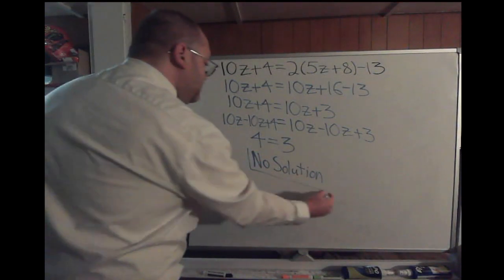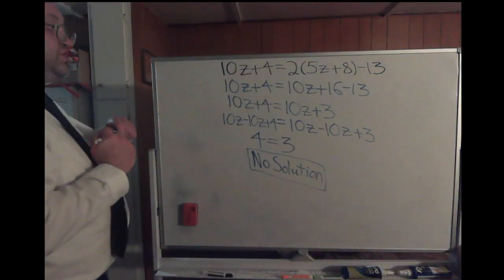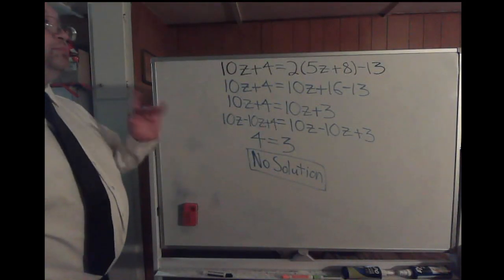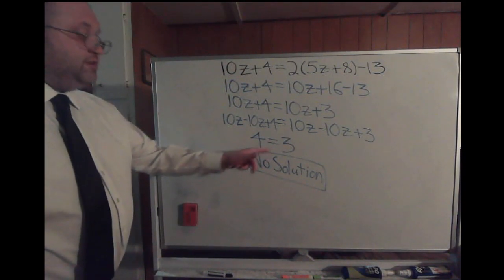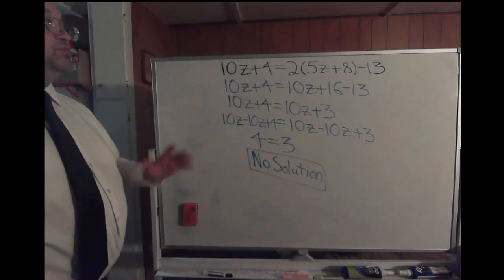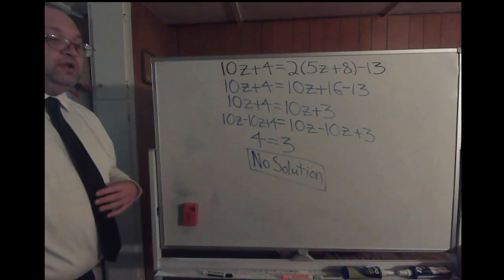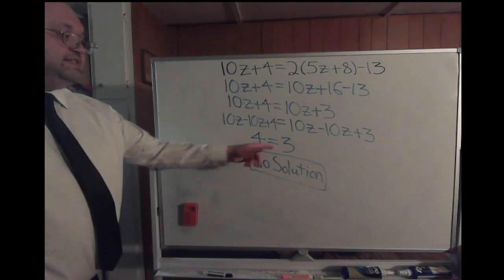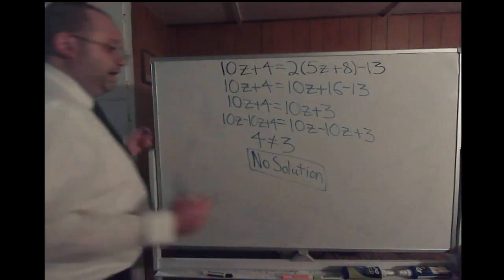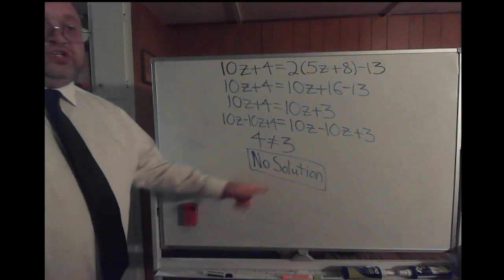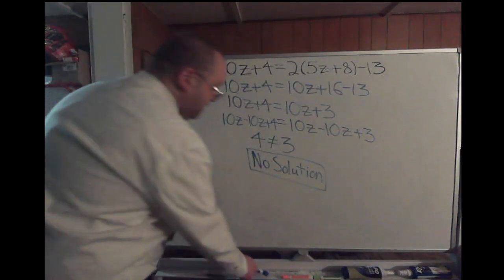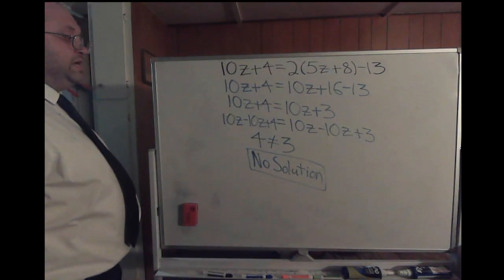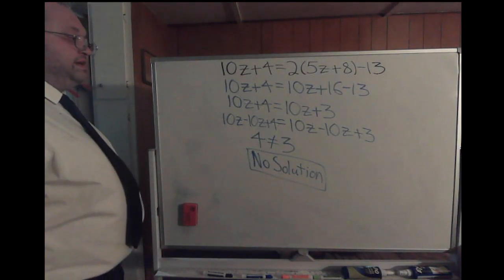So the ideal situation is you got a variable equaling a number. Then of course the variable equals the number. But if you get a true statement, if 4 would have equaled 4, you would have had infinite solutions. There would be no value of z that you could put in where you wouldn't have a true statement. But when you get a false statement, such as one side does not equal the other, we know 4 does not equal 3, there's no solution. There's no value of z that you could put in that would make the left side equal the right. So that's just something to bear in mind.